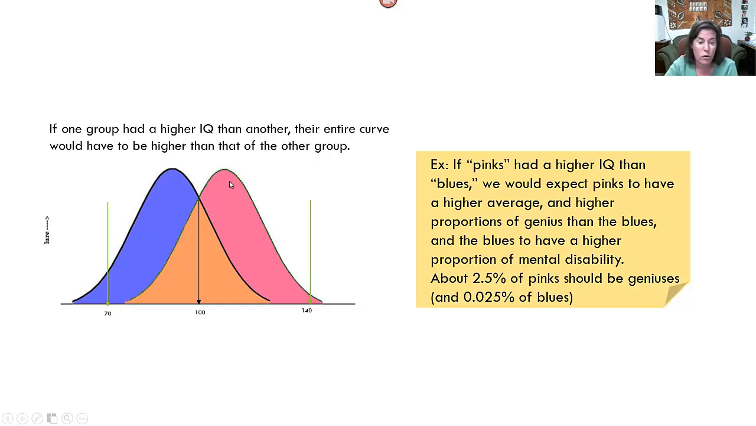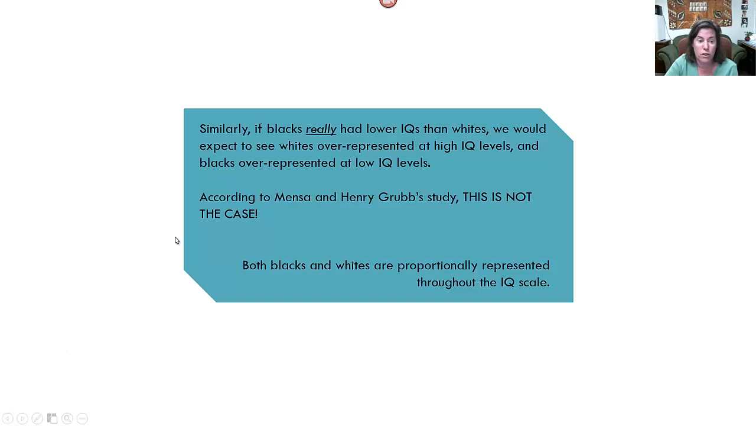So you would expect the whole distribution to be moved over to the right. If the pinks had a higher IQ than the blues, we would expect pinks to have a higher average right here, so it'd be like 110, and a higher proportion of geniuses than the blues, and the blues to have a higher proportion of mental disabilities. About 2.5% of pinks should be geniuses. And analysis of the data does not show this to be true.